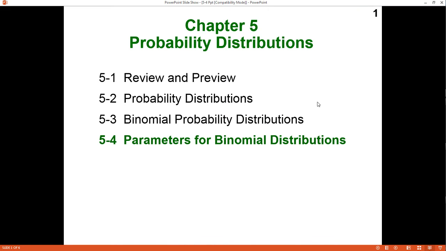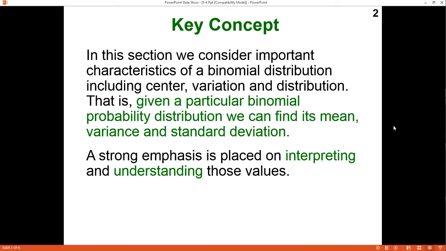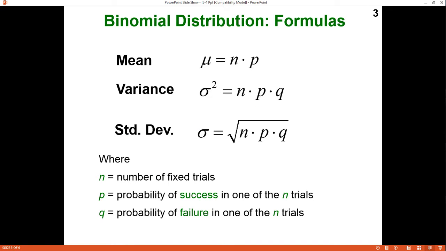Okay, so let's begin with these slides coming out of section 4 of chapter 5, the parameters for the binomial distribution. What are we trying to do? Like I said, we're trying to find the mean, variance, and standard deviation, and then make sure that we know how to understand and interpret the results from these values. The range rule of thumb will make its appearance again, and we'll look at that here at the end of our slides. Here they are.